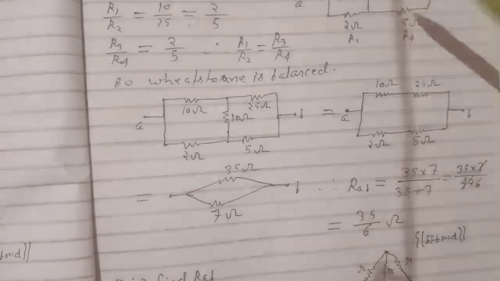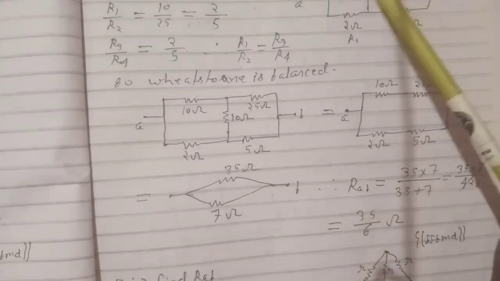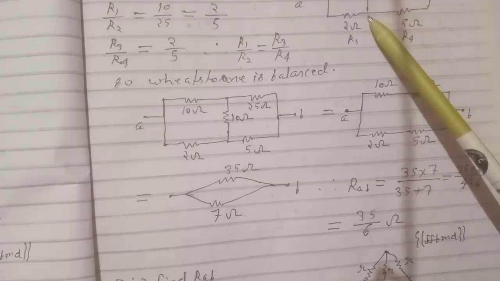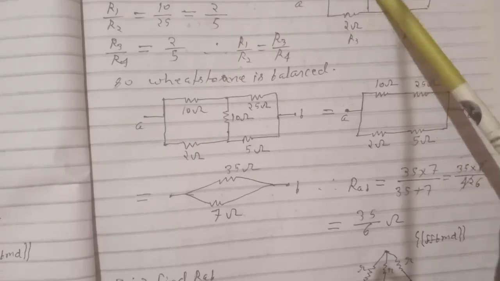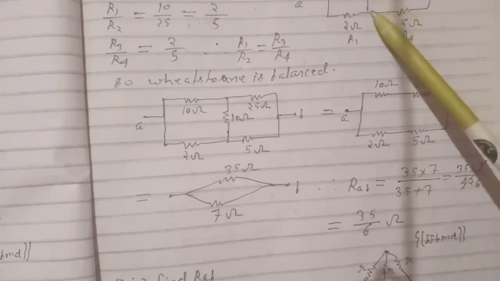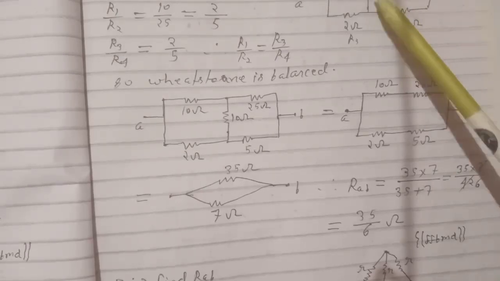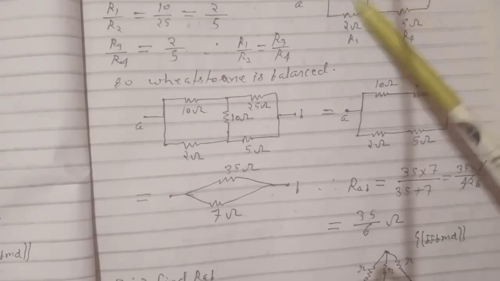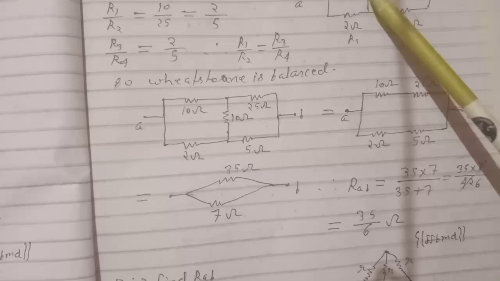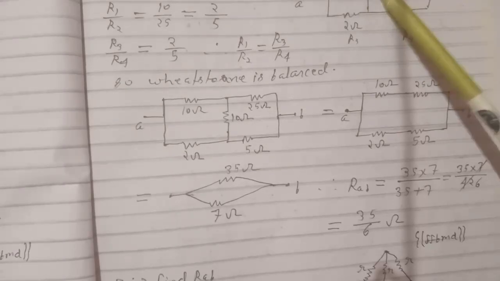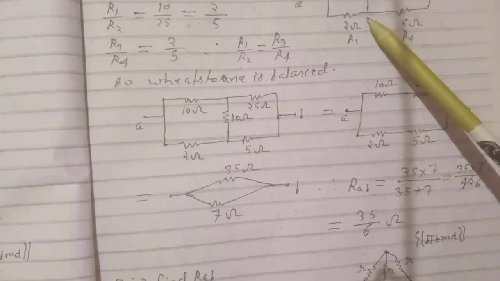Here it is. Keep in mind that this point and this point will be at the same potential, but these are not connected to each other. It is to keep in mind that we have to remove this resistor. We have not to join these 2 points. Okay.